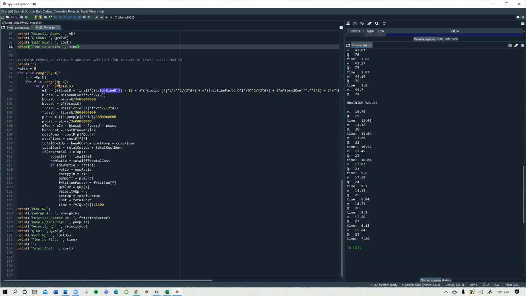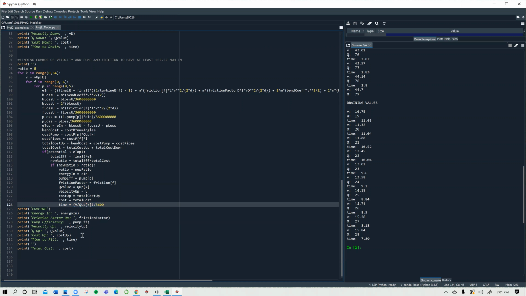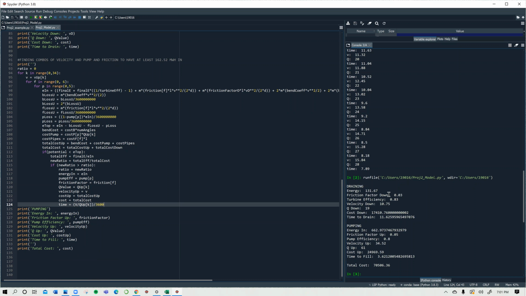And down here, it's finding the combination of velocity, pump efficiency, friction, and flow rate, and optimizing it to have the best efficiency for the lowest price. And it remembers the best possible combination and then prints it out. So when we run this, it gives us our final variables.